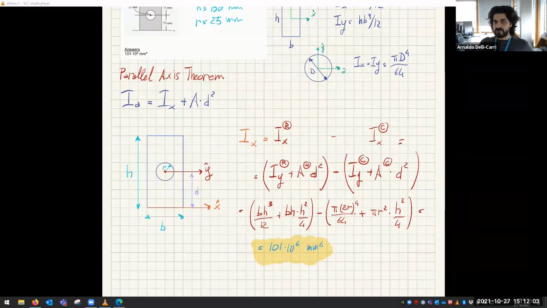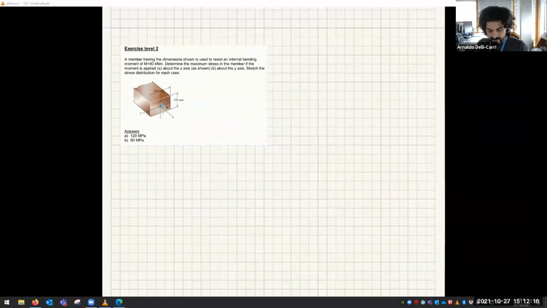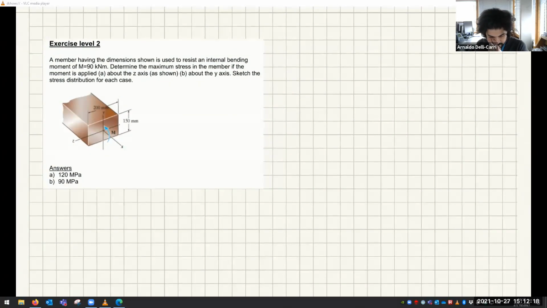So we are making use of the parallel axis theorem to simplify the calculations, to make the calculations a bit easier. Now let's solve exercise level 2. We have a member having dimensions shown is used to resist an internal bending moment of 90 kilonewton meters. Determine the maximum stress in the member if the moment is applied about the z-axis or about the y-axis.